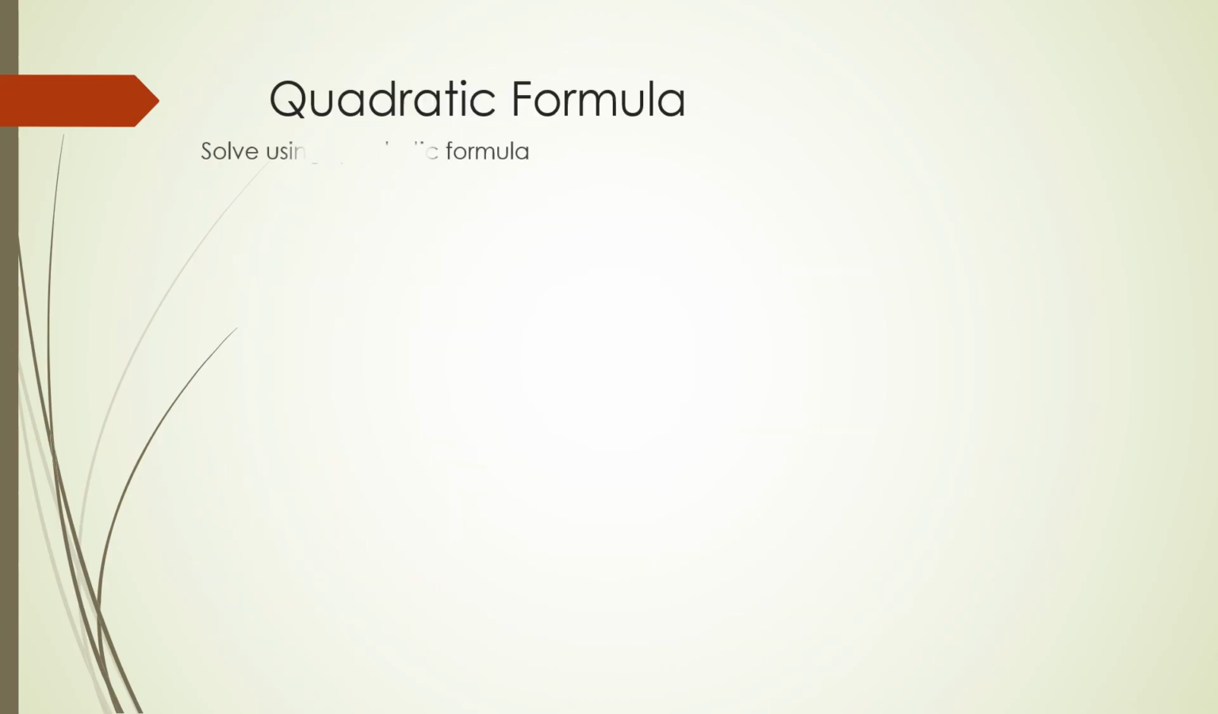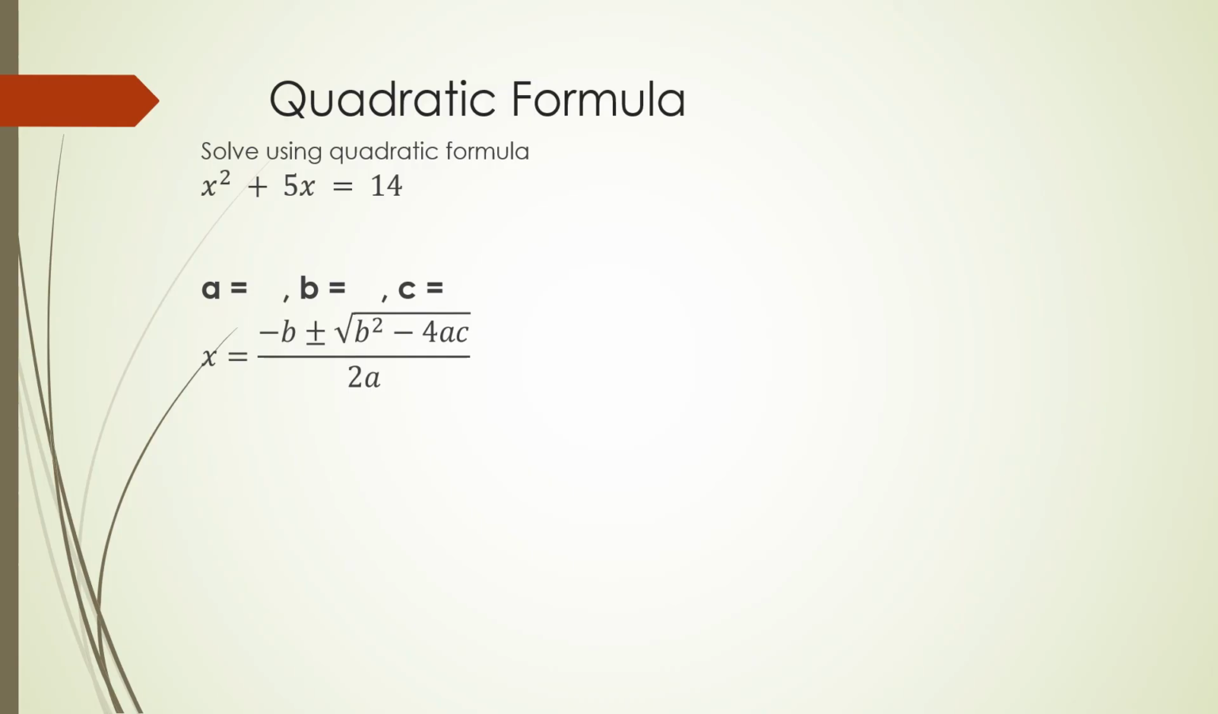Okay, let us solve using the quadratic formula. Given x squared minus 5x is equal to 14. So, okay, you need to arrange this one in standard form before you get the value of a, b, and c. So, using the APE, it will become x squared plus 5x minus 14 is equal to 0. So, determine the value of a, b, and c. A is equal to 1, b is equal to 5, and c is equal to negative 14.